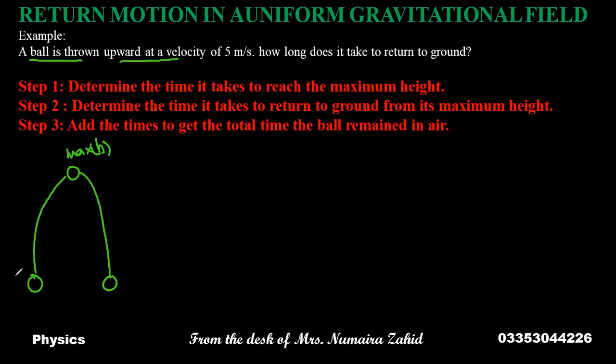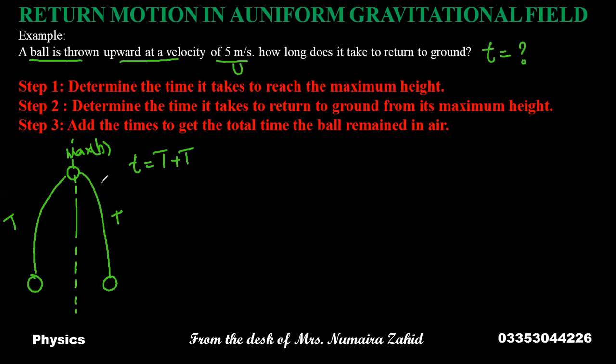So this is the initial velocity. We will divide this motion into two halves. This is the time required to complete the first half, to reach the maximum height. And this is the time required to go from the maximum height to the ground. So the total time we need to calculate will be the sum of these separate times taken by the ball. How long does it take to return to ground means we need to calculate the time period, and we are given the initial velocity, which is 5 meters per second.